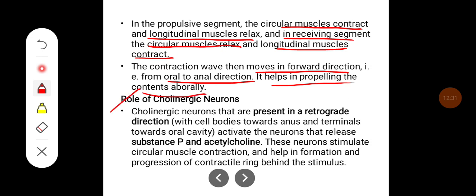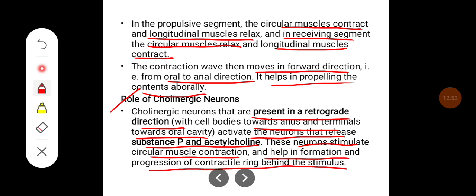Role of cholinergic neurons. Cholinergic neurons that are present in retrograde direction with cell bodies towards anus and terminal towards the oral cavity activate the neurons that release substance P and acetylcholine. These neurons stimulate circular muscle contraction and help in the formation and progression of the contractile ring behind the stimulus.